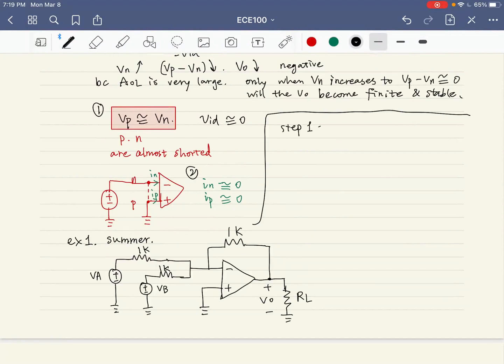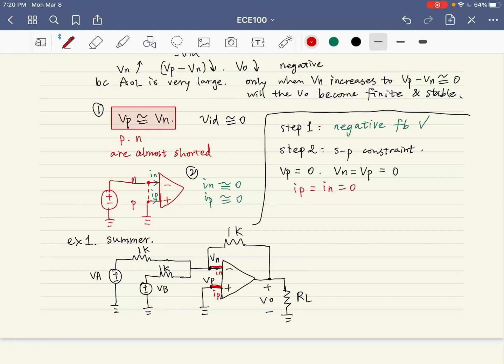Step 1. Is there a negative feedback? Following my cursor, the output is connected to the inverting input, right? So there is a negative feedback. Step 2. Because it has a negative feedback, we can apply the summing point constraint. This is Vn, this is Vp. We can see from the diagram that Vp equals 0 because it is connected to the ground. And Vn equals Vp equals 0, right? And IN, IP are equal to 0. We can just ignore them.